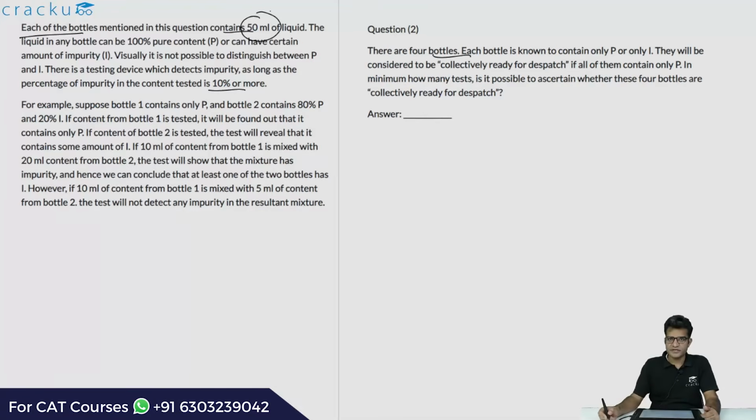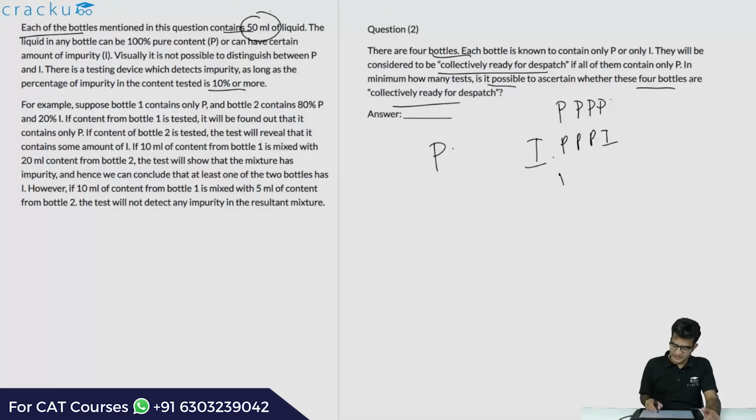We are told that there are 4 bottles and each of the bottles is either completely pure or completely impure. They will be considered ready for dispatch only if they are all completely pure. So how many tests are required to determine whether they are collectively ready for dispatch or not? Now let us consider some cases. In the first case, all the 4 bottles are completely pure. In the second case, 3 bottles are completely pure and 1 bottle is impure. In the third case, 2 bottles are pure and 2 bottles are impure. In the fourth case, 1 bottle is pure and 3 bottles are impure. In the last case, all the 4 bottles are impure.